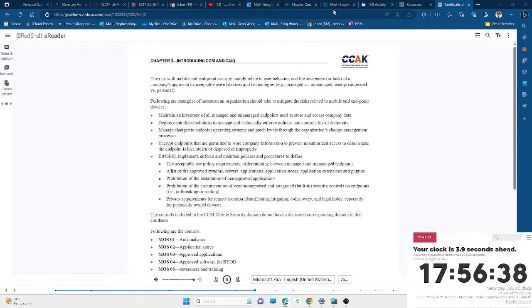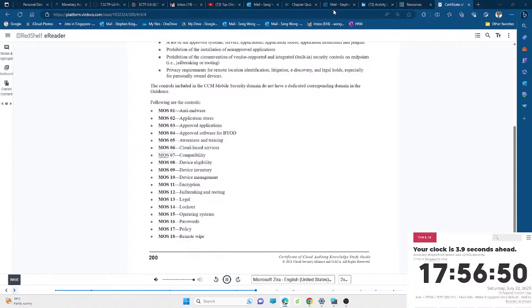The controls included in the CCM mobile security domain do not have a dedicated corresponding domain in the guidance. Following are the controls: MOS-01 anti-malware, MOS-02 application stores, MOS-03 approved applications, MOS-04 approved software for BYOD, MOS-05 awareness and training, MOS-06 cloud-based services, MOS-07 compatibility, MOS-08 device eligibility, MOS-09 device inventory, MOS-10 device management, MOS-11 encryption, MOS-12 jailbreaking and rooting, MOS-13 legal, MOS-14 lockout, MOS-15 operating systems, MOS-16 passwords, MOS-17 policy, MOS-18 remote wipe.